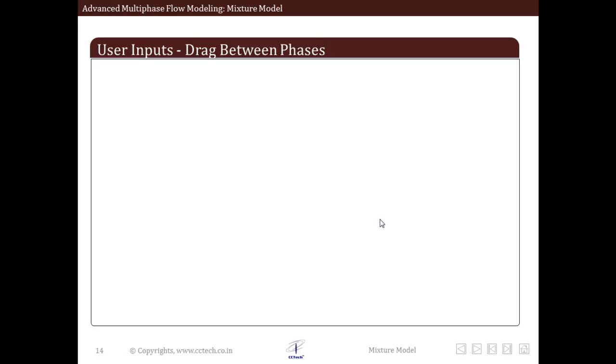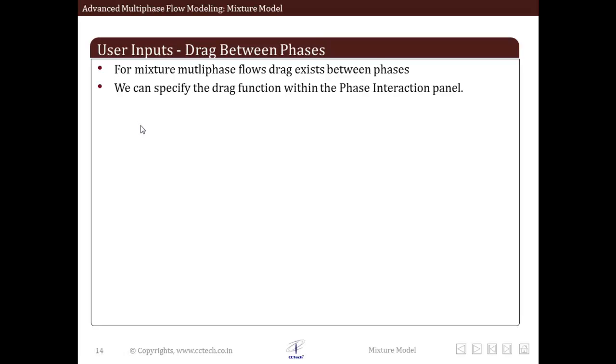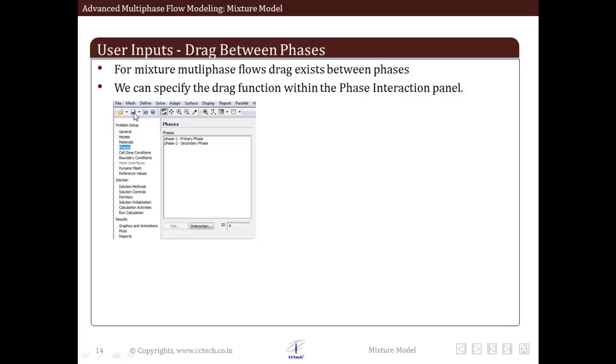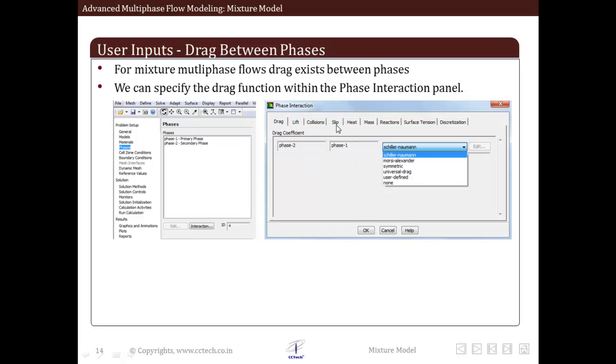Let us now see how we define drag between phases. For mixture multiphase flows, drag exists between phases, that is, we can define the interaction between phases in terms of drag force. We have to specify the drag function, which can be given within the phase interaction panel. Within the problem setup phases, we click on interaction. Then the phase interaction panel will pop up, and in that the first tab is the drag. Here the pair of phases for which we are going to define drag appears, that is, we are currently defining the drag coefficient between phase 2 and phase 1.